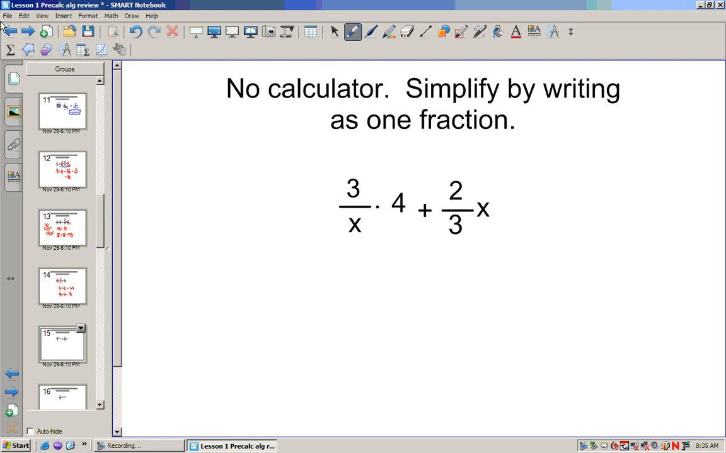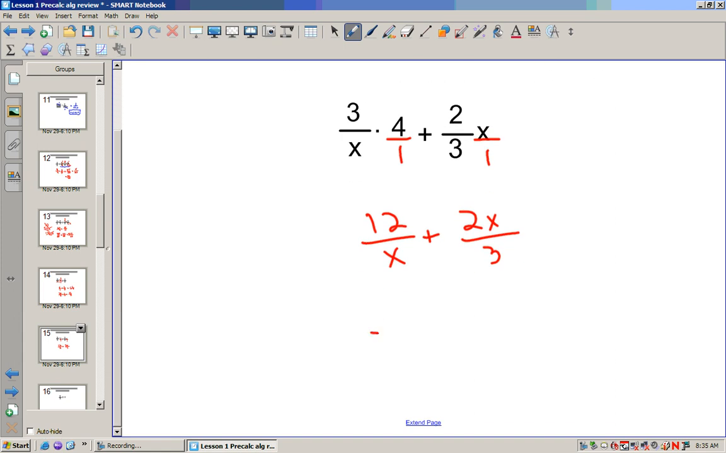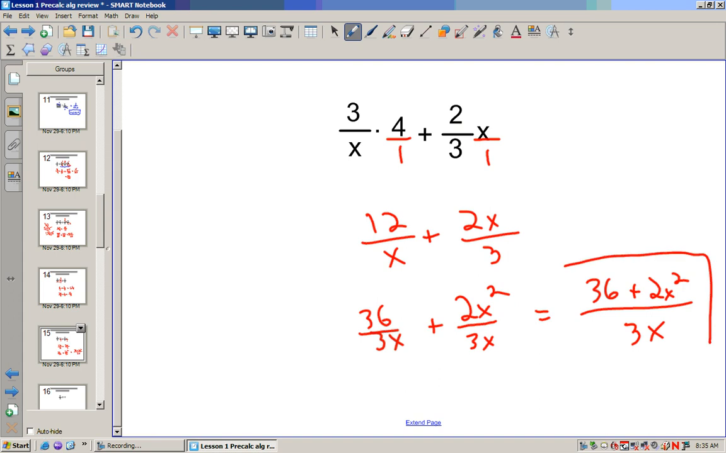Alright, try this one on your own. Pause the video. Now that's 4/1, so that's going to be 12/x plus, this is like x/1, so that's going to be 2x/3. Now when we look for a common denominator, it's going to be 3x. So this numerator would be 3 times 12, which is 36, x times 2x, which would be 2x squared. So when I add across, I have 36 plus 2x squared all over 3x.